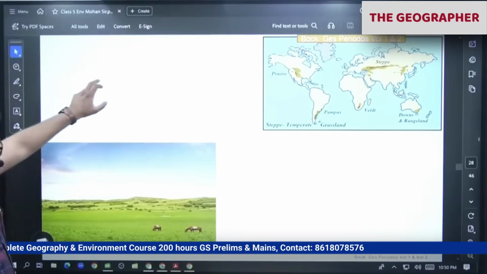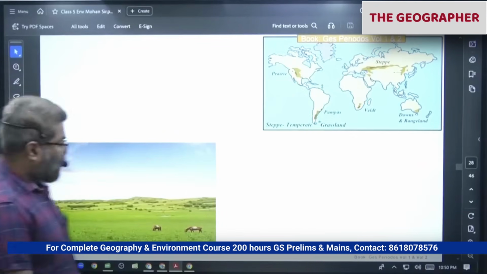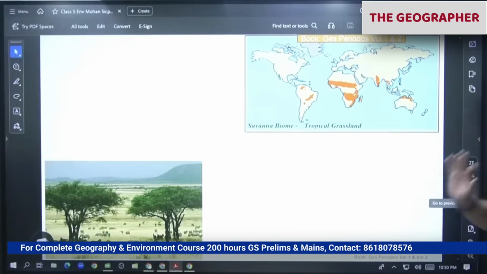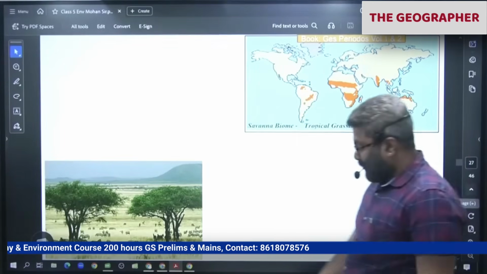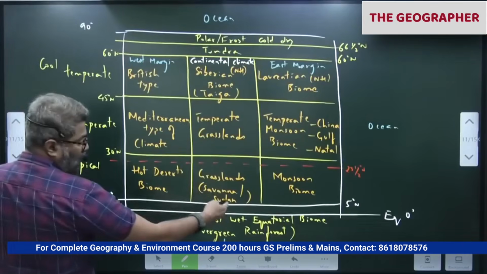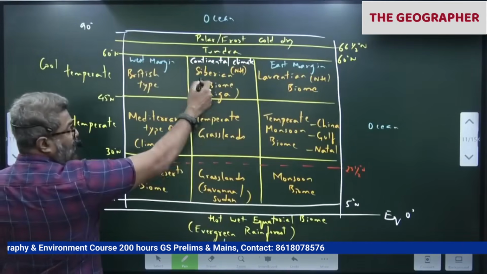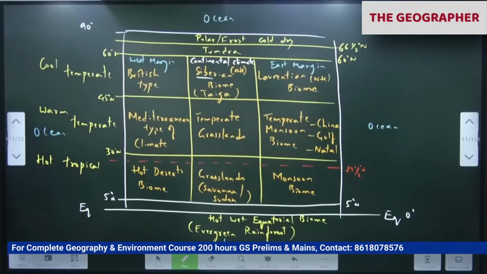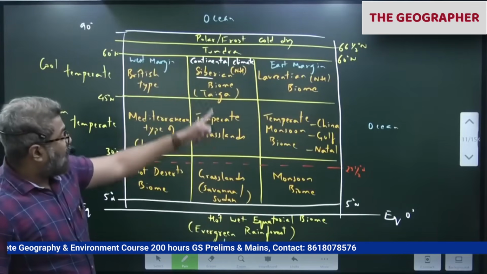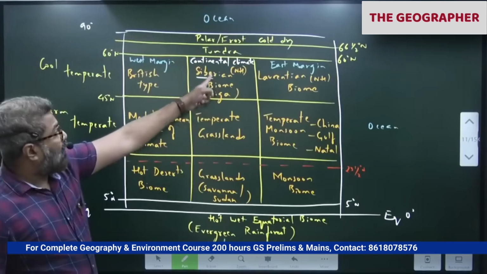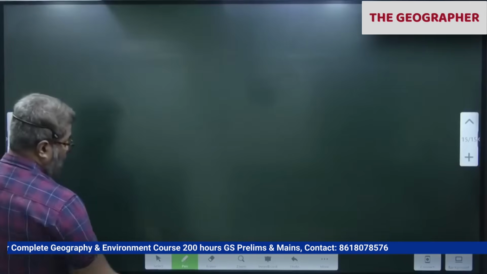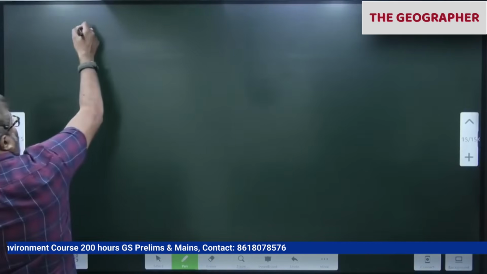So this temperate grassland we have covered. Tropical grassland we have covered. And we have covered the equatorial biome. See, this is done now. Next, Siberian, taiga biome. Can I say all these are continental? These three are all continental. So next one is Siberian biome, continental biome. We don't have to cover all, only important ones.